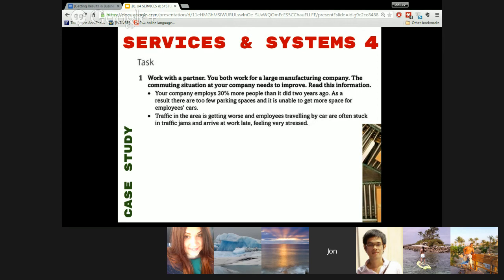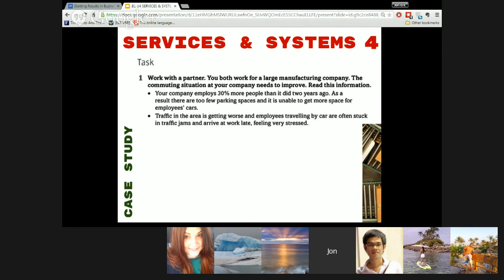Sure. Your company employs 30% more people than it did 2 years ago. As a result, there are too few parking spaces and it's unable to get more space for employees' cars. Excellent. So it's basically the same as what happened with Nike, except our company has grown in staff. So that's an added difficulty that we're going to have to face.